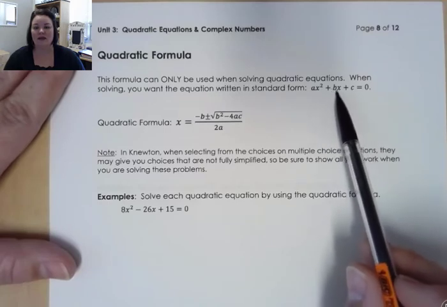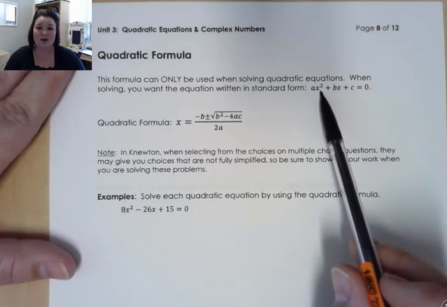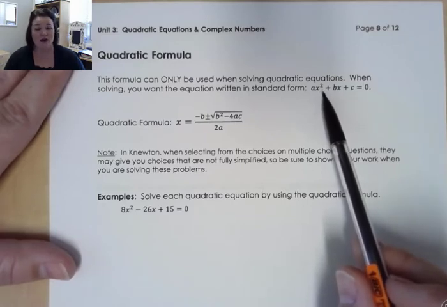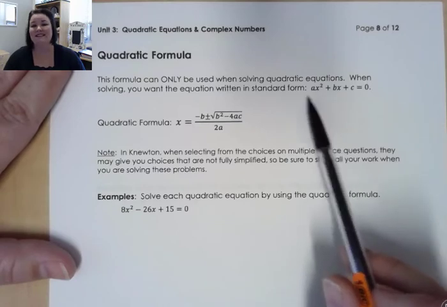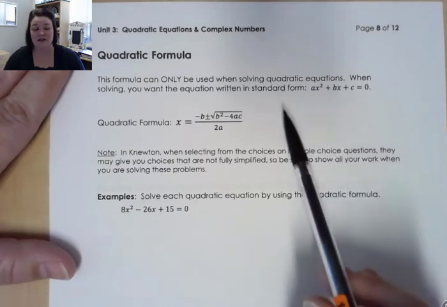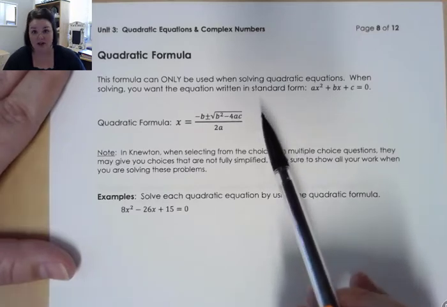It's okay not to have a b term. It's okay not to have a c term. But you have to have an x squared term, and you can't have anything higher than an x squared. So if you're dealing with an equation that has like an x cubed, x to the fourth, x to the fifth, this is not something you can use. This is specifically for quadratic equations, hence the name quadratic formula, okay?